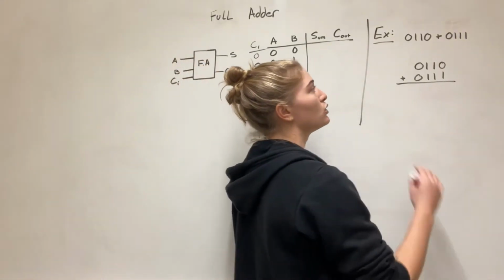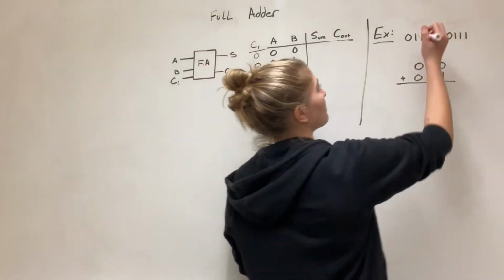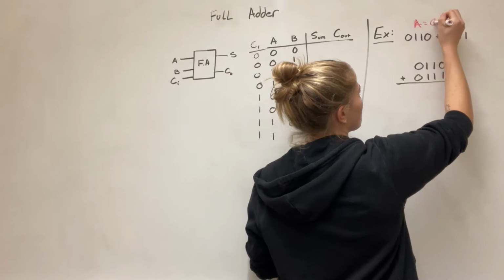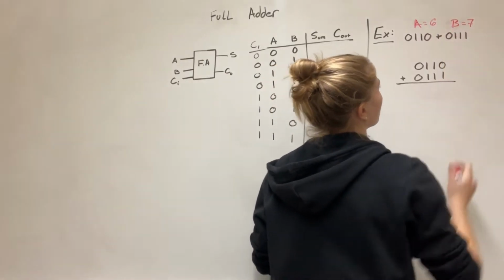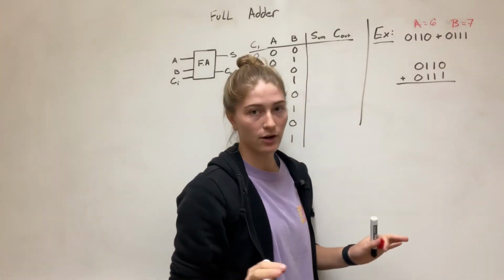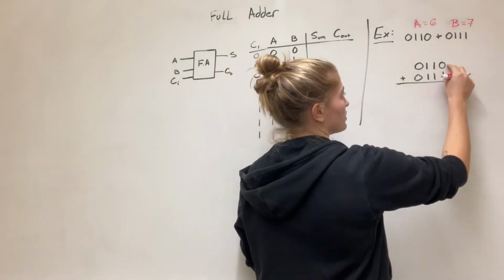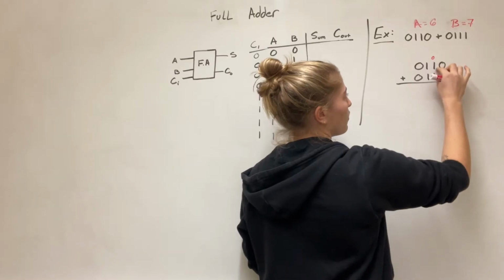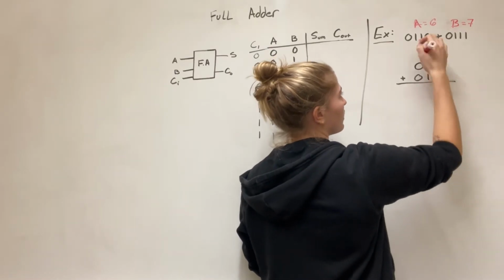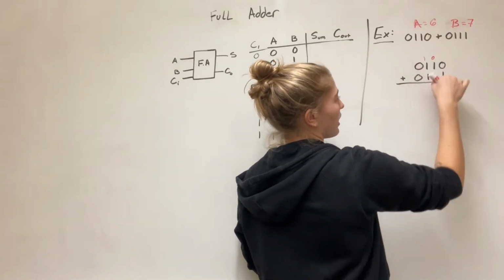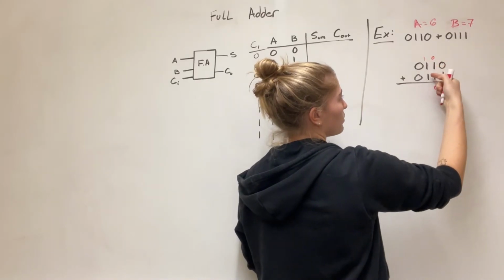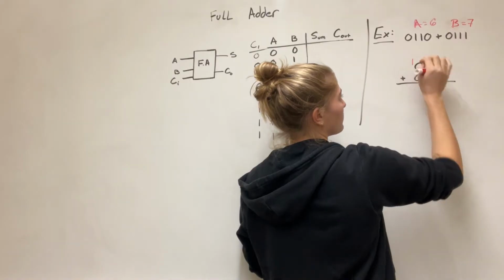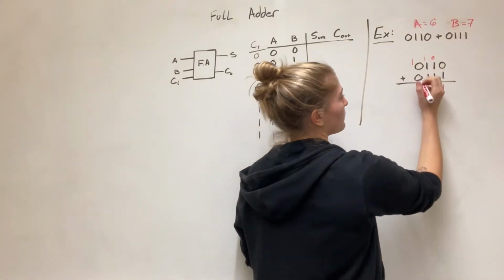So here we have two 4-digit binary numbers. We'll label them A and B. And if you notice, A equals 6 and B equals 7. So we're just going to do some simple binary addition. I'll walk through it. 0 plus 1 is 1 with a carry in of 0. 1 plus 1 is 0, with a 1, which is the carry out, and then it becomes the carry in. 1 plus 1 is 0, plus 1 is 1, with a carry out of 1. And 0 plus 0 is 0, plus 1 is 1.